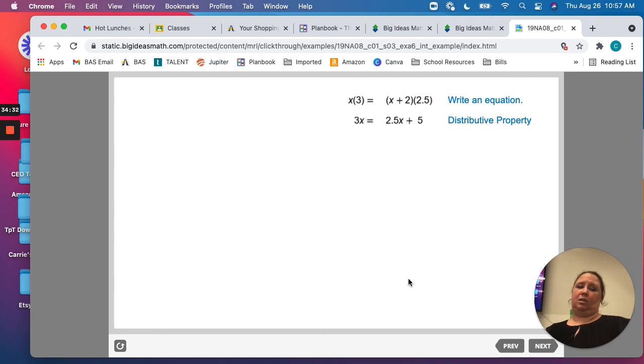So 3 times x is just 3x. And then this one we distributed. 2.5 times x is 2.5x. 2.5 times 2 is 5. Write that down. Now we need to combine like terms. So let's move the 2.5x over to the 3x. So subtract, since it's a positive.